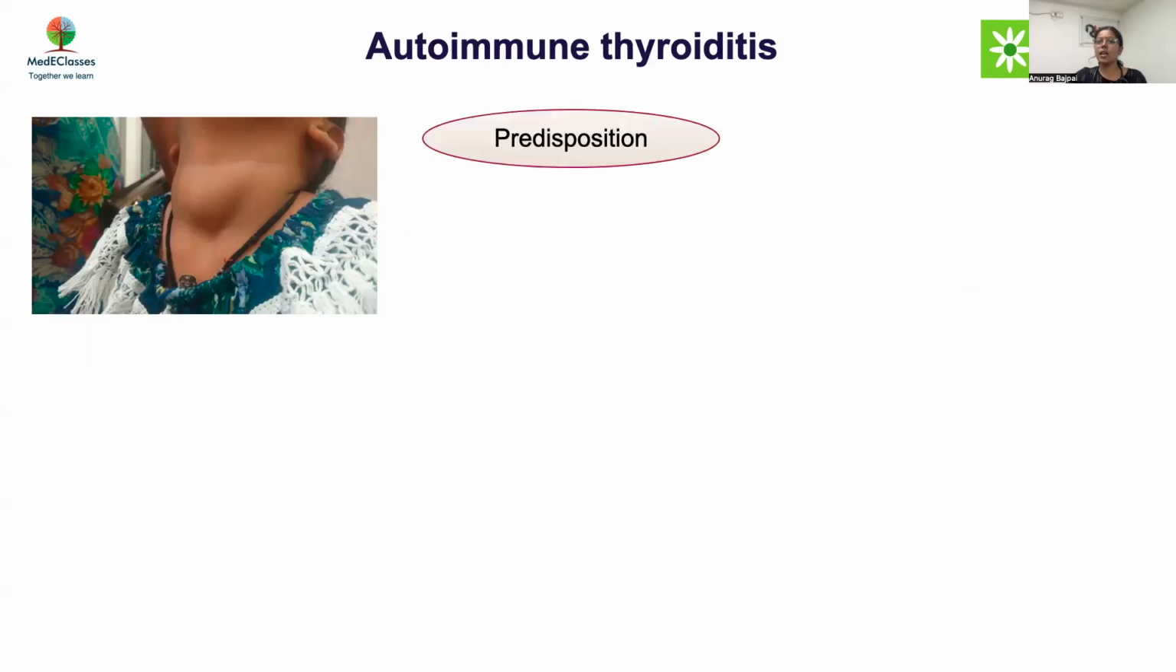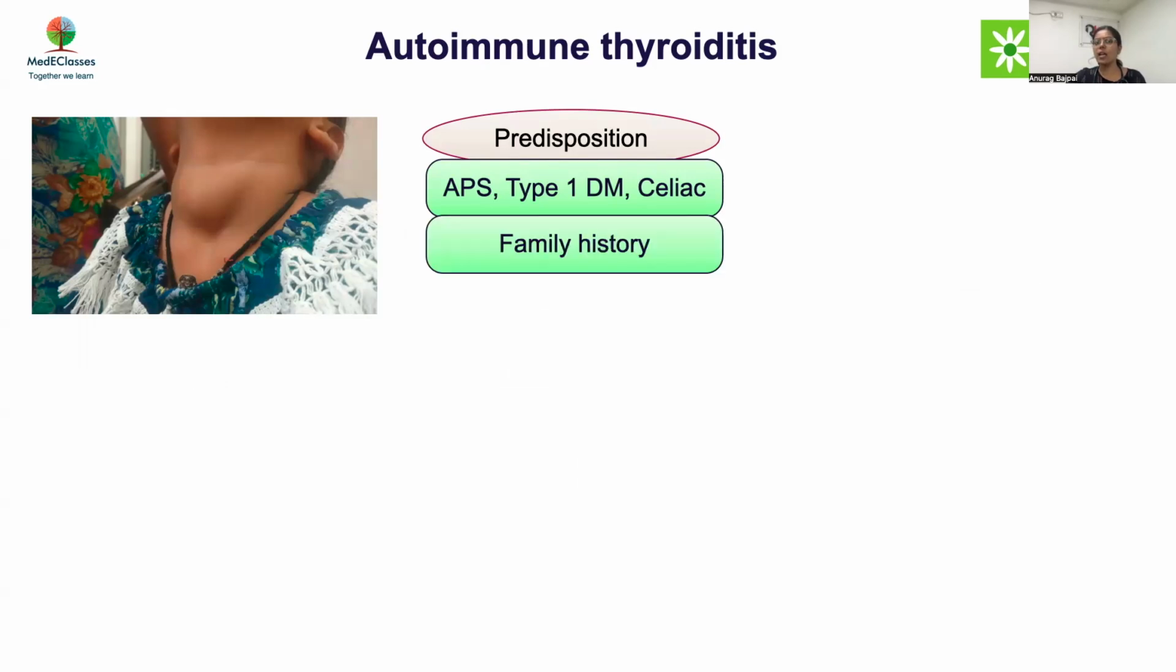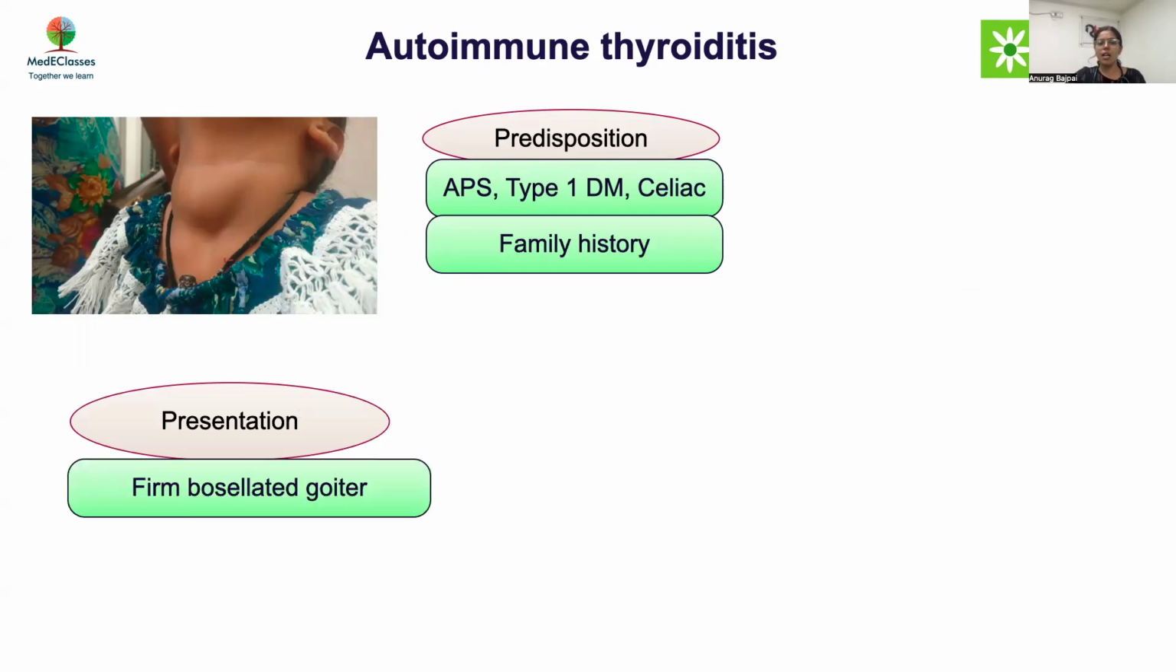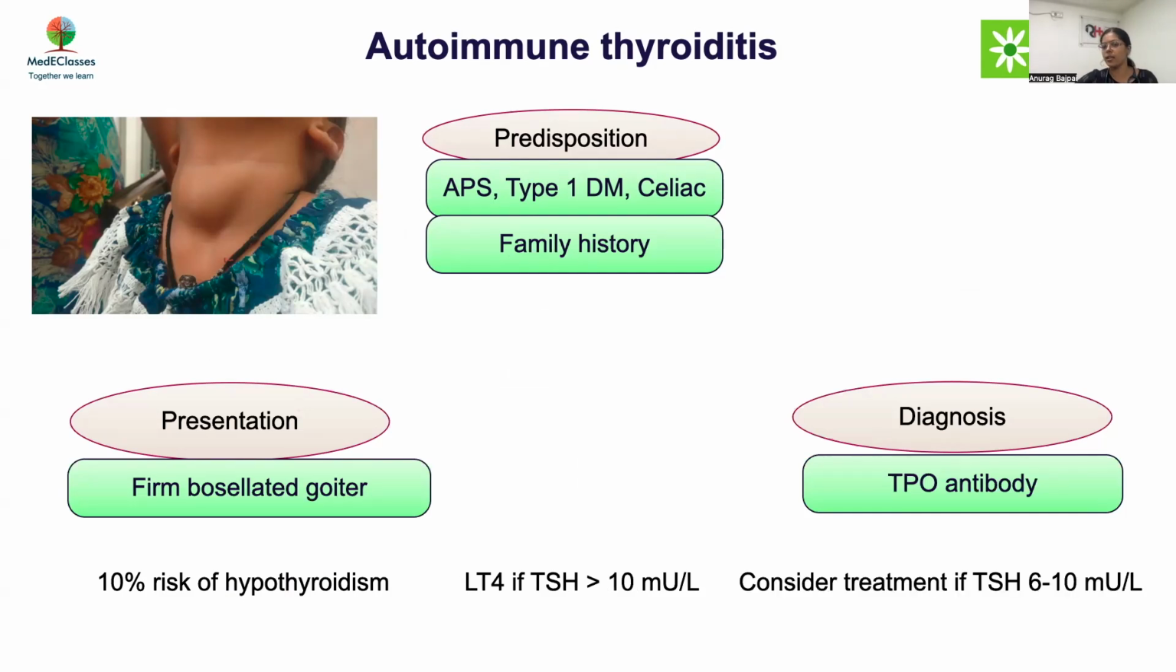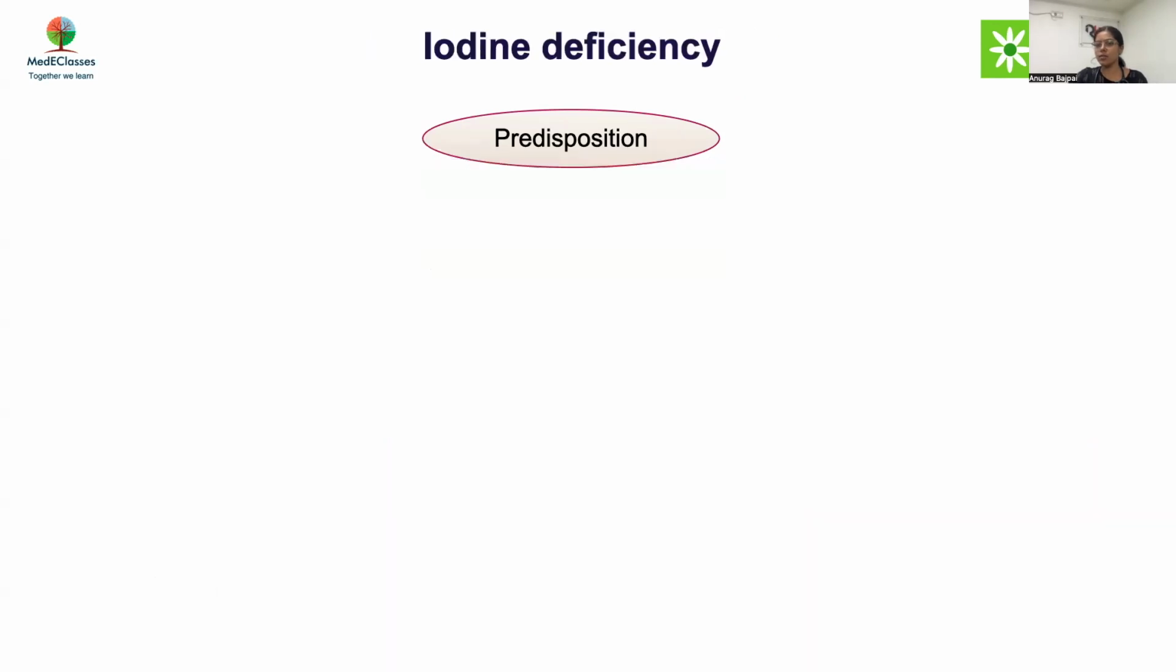Autoimmune thyroiditis. Most children who are predisposed to autoimmune thyroiditis are those with APS, type 1 diabetes, or celiac disease. They have a family history of similar illness. A family history of autoimmune thyroiditis in a sibling can be present. The presentation is goiter, which is usually firm and bosselated. Diagnosis is made using TPO antibody. There is a 10% risk of them developing hypothyroidism, and treatment should be started only if TSH is more than 10, and with TSH levels between 6 to 10 if TPO is positive.